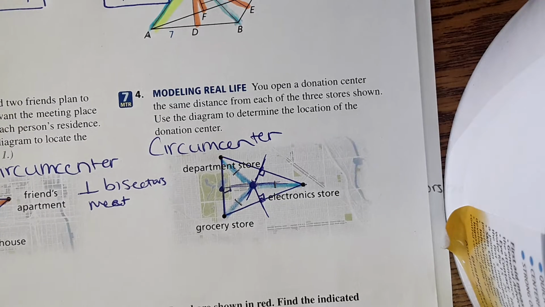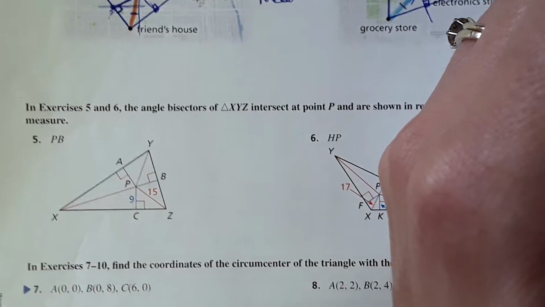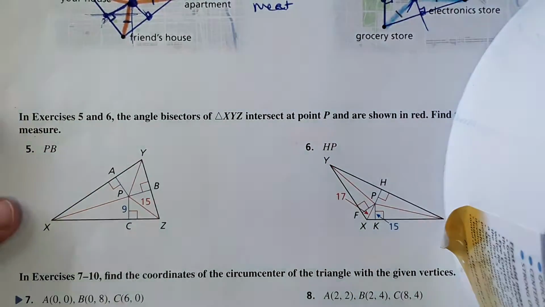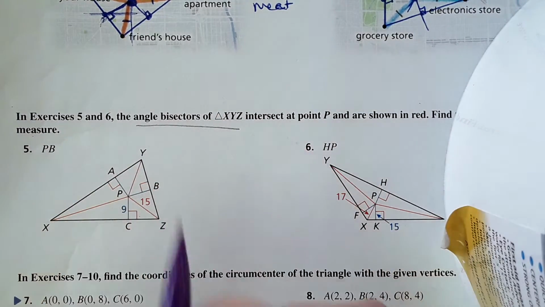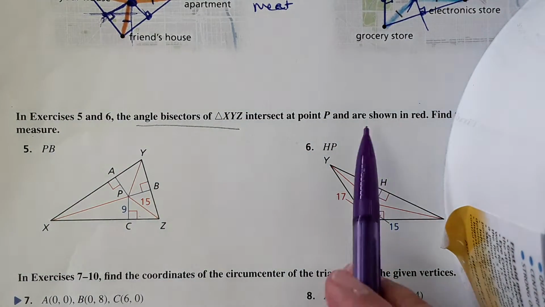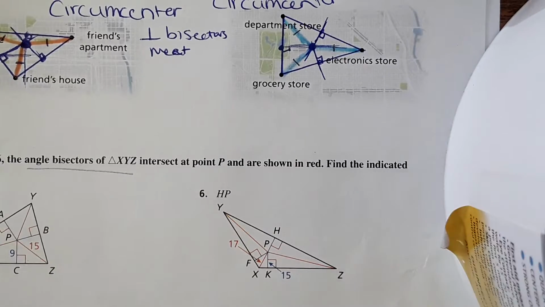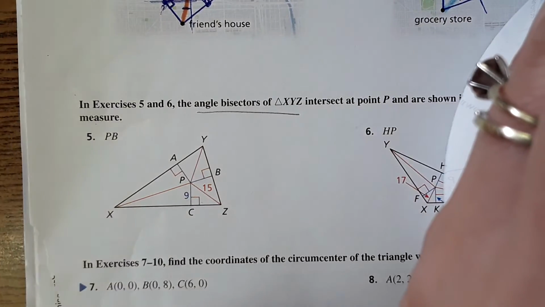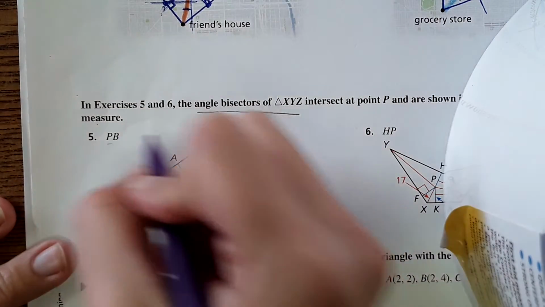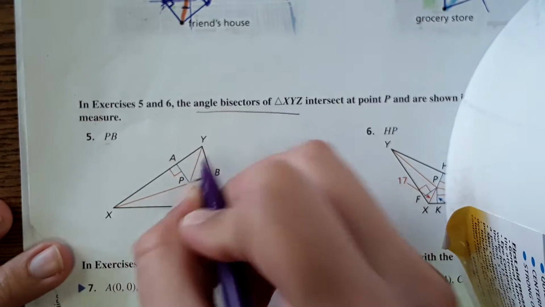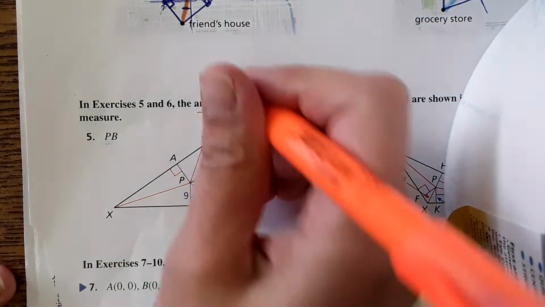Okay. And now we're moving on to incenter, where we have angle bisectors. So for 5 and 6, it says now we have angle bisectors of the triangle. They intersect at point P. Find the indicated measure. Okay, so we're trying to find PB in this one, so this length here.